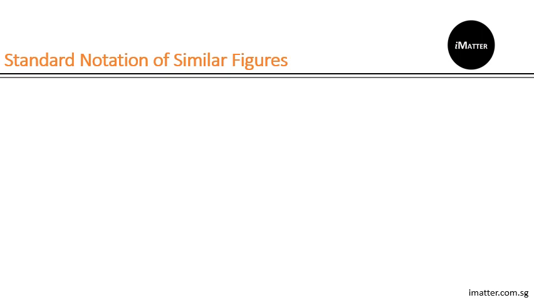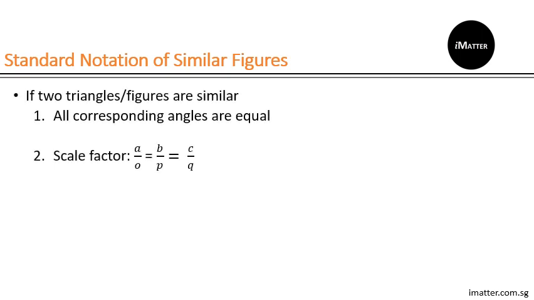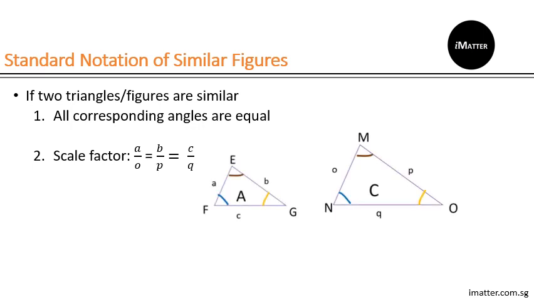When it comes to presenting the standard notation of similar figures, one must realize that the condition defined for similarity differs from the condition defined for congruent earlier on. When we say that two triangles or figures are similar, it simply means that all corresponding angles must be equal, and there is a skew factor of A is to O, B is to P, and C is to Q. The skew factor simply means the ratio of the corresponding sides.